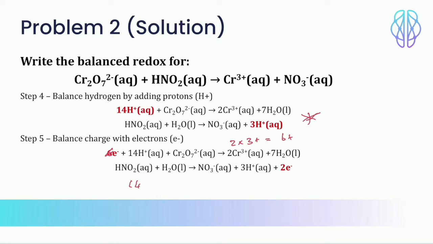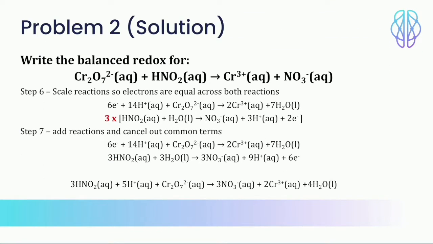We have 14 plus a 2 negative charge, so that's going to give us a 12 positive. So we're going to have to bring this 12 down to get it to 6 plus. And that's where these 6 electrons come from. And you do the same with your other half reaction.